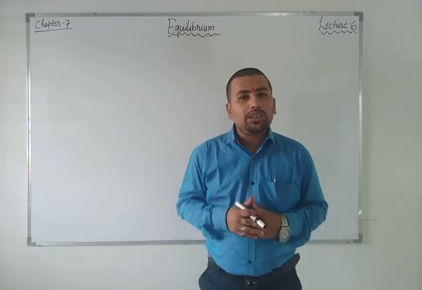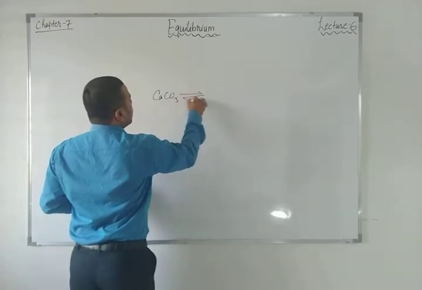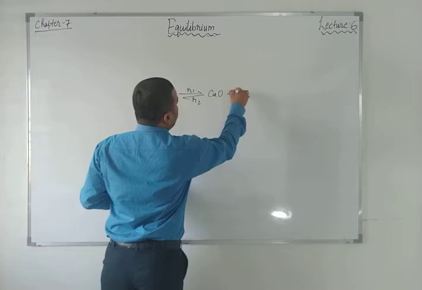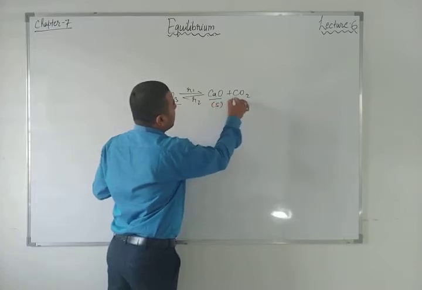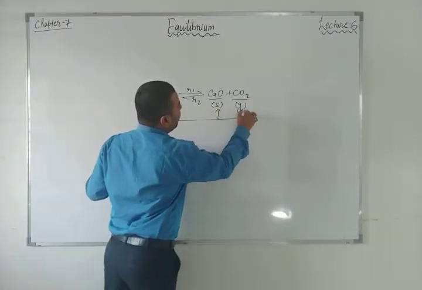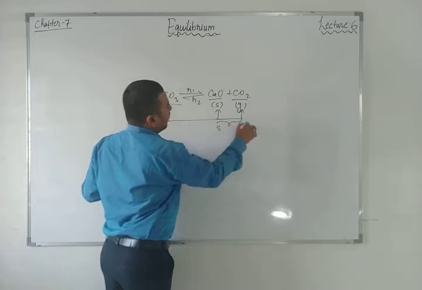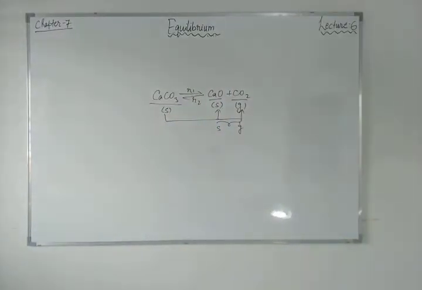Suppose I talk about a heterogeneous mixture. Here you can see calcium carbonate breaks down into calcium oxide and carbon dioxide; this is R1 and R2. You know very well that calcium carbonate is in the solid state, calcium oxide is also solid, and carbon dioxide is in the gaseous state. So the reactant has broken down into two different physical states, solid and gas. Since the physical states are different, this will be known as heterogeneous equilibrium.